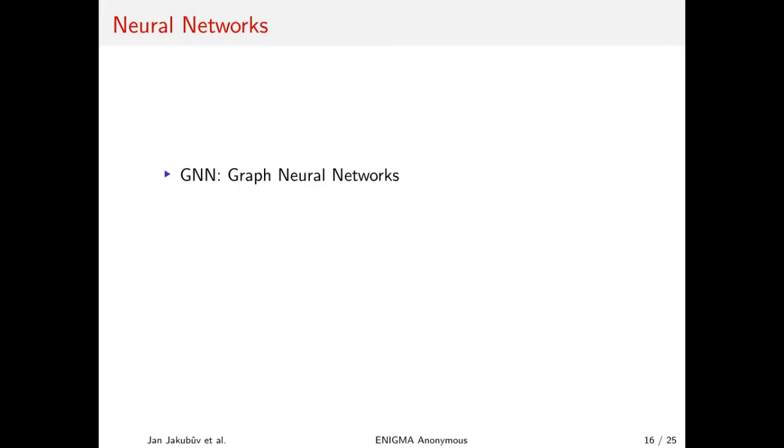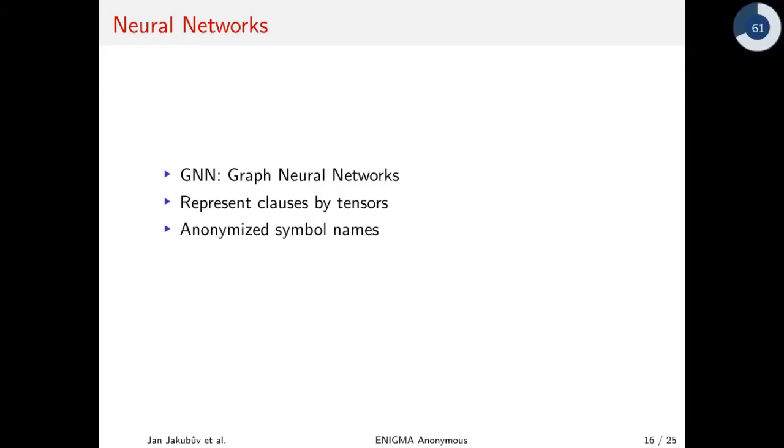Another well-established machine learning method is neural networks. In particular, we work with graph neural networks. In neural networks, clauses are represented by tensors. A tensor is a multidimensional vector and it does not need to have a fixed length. Again, symbol names are anonymized and we employ the implementation provided by the TensorFlow library.